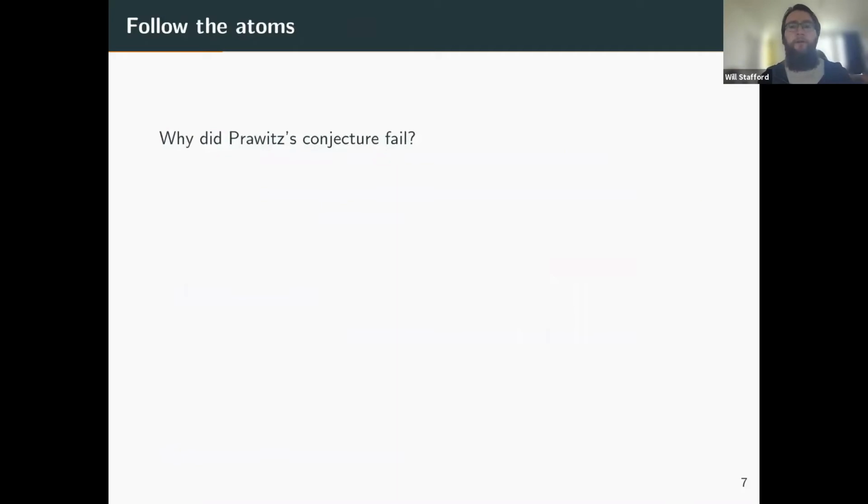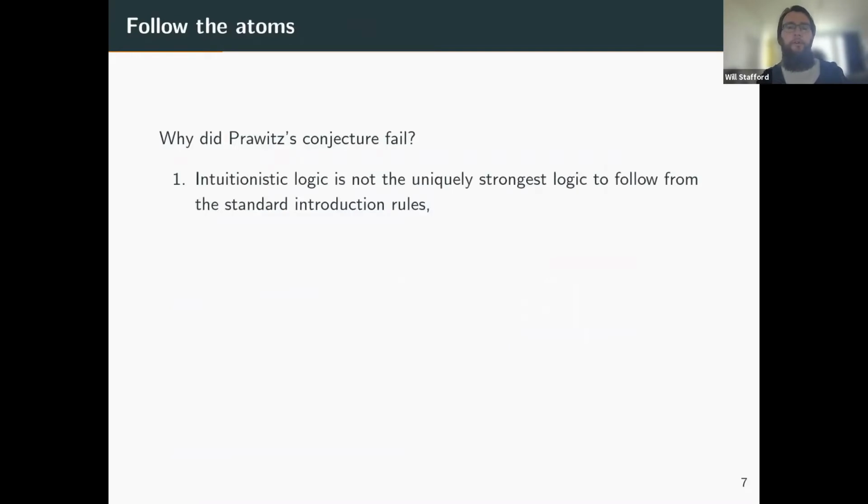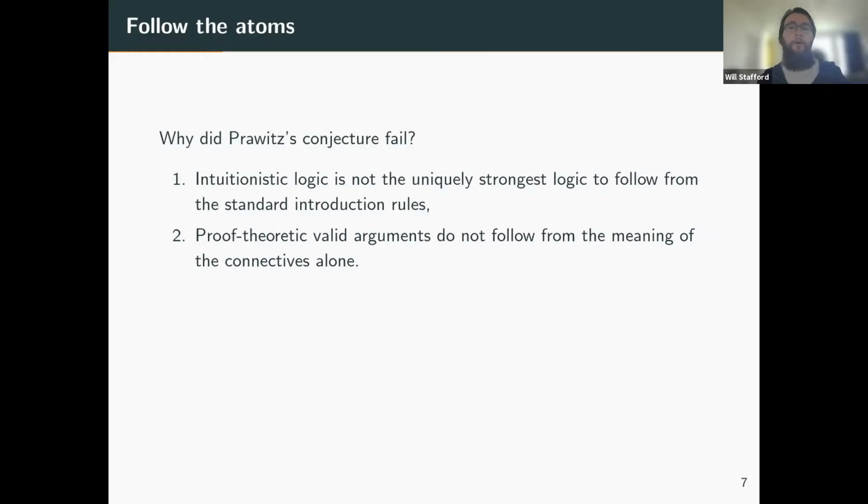So given that Prawitz's conjecture fails, we might wonder why. One option is that intuitionistic logic just doesn't have the special property that Prawitz's conjecture suggests for it. It's just not the strongest logic that follows from the standard introduction rules, rather some super-intuitionistic logic is. But another possibility is that proof-theoretically valid arguments don't follow from the meaning of the connectives alone. We've done something wrong in the definition of proof-theoretic validity, and this has led to the super-intuitionistic results.